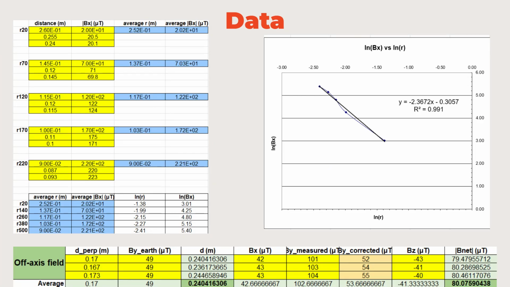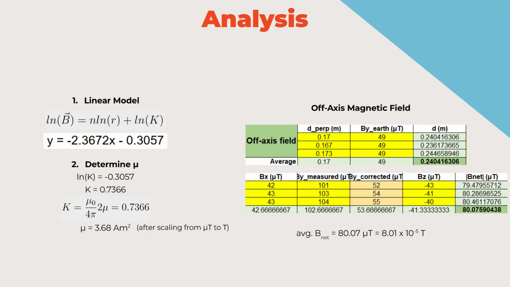So this is our data for parts 1 and 2. For part 1, we graphed our data, resulting in an r-squared value of 0.991, which indicates a strong linear correlation. For our analysis, we can use our linear model to compare our slope to the linearized magnetic dipole formula, and from there we can determine mu, where ln k equals negative 0.3057, giving us a mu of 3.68.